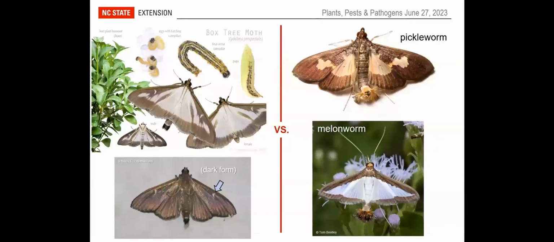Now, just a quick note about identification. I showed you a picture of the light form, but there is also a dark form that only has the little commas there, so be aware of that. And it should not be mixed up with some close relatives like the ones we have here, like the pickleworm or the melonworm. Melonworm is not very common in North Carolina. Pickleworm is much more common, and luckily it's a bit more distinct with these yellow squiggly patches rather than the big white patches and the commas.